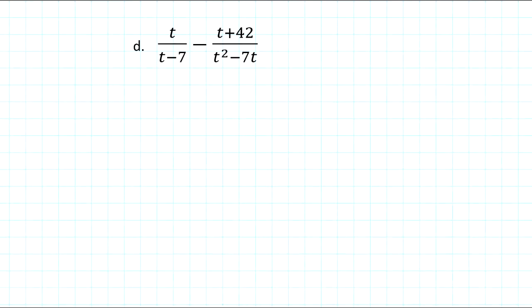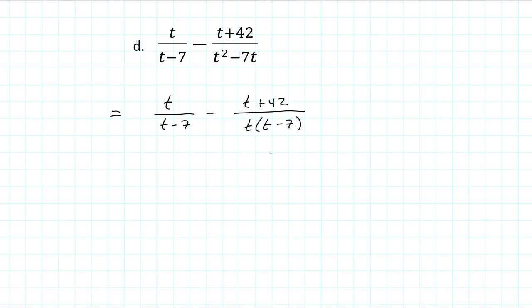T plus 42 over t squared minus 7t. For the first fraction, we can't really do anything with that. We'll just bring it down, t over t minus 7. For the second one, go minus t plus 42 on top. The denominator can factor out a t. We have t times t minus 7 on the bottom.